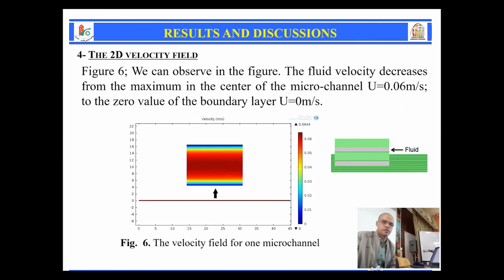The 2D velocity field, inlet, outlet, fluid. We can observe in the figure that the fluid velocity decreases from the maximum in the center of the microchannel to zero value at the boundary layer.